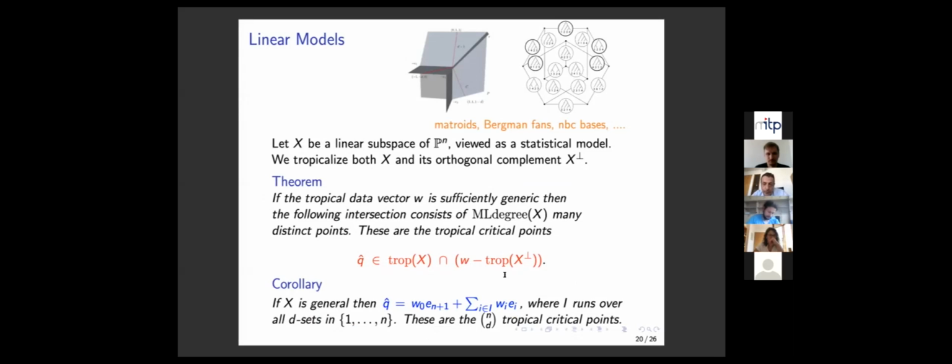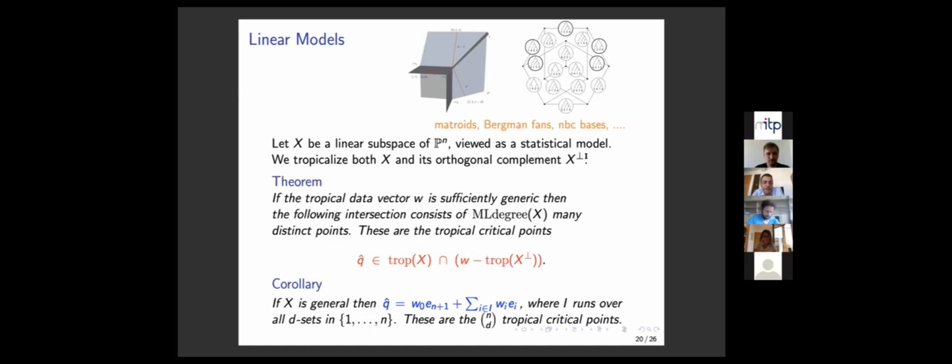Let me state a theorem which we have about linear models. Recall, linear models include the CHY model, moduli space M_0,n. So suppose X is a linear subspace of projective n-space, interpreted as a statistical model. And let me write X perp for the orthogonal complement. So represent X as a real linear subspace in R^(n+1), and take the orthogonal complement with respect to the dot product and interpret this again in projective space.